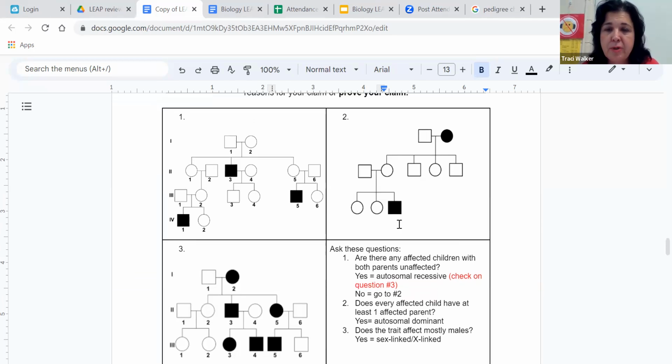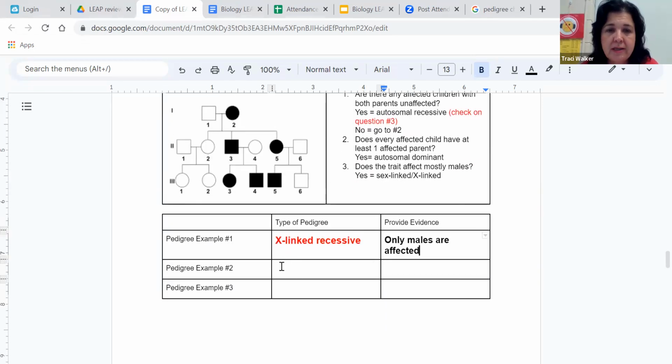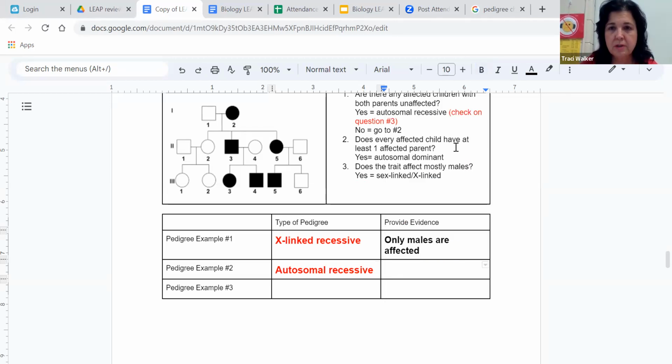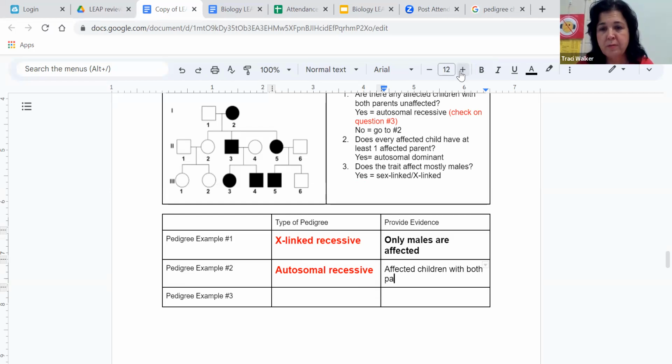So pedigree number 2 is autosomal recessive. And my evidence is affected children with both parents unaffected.